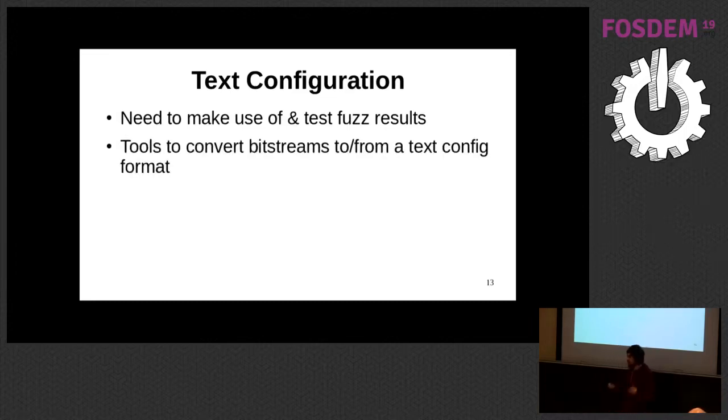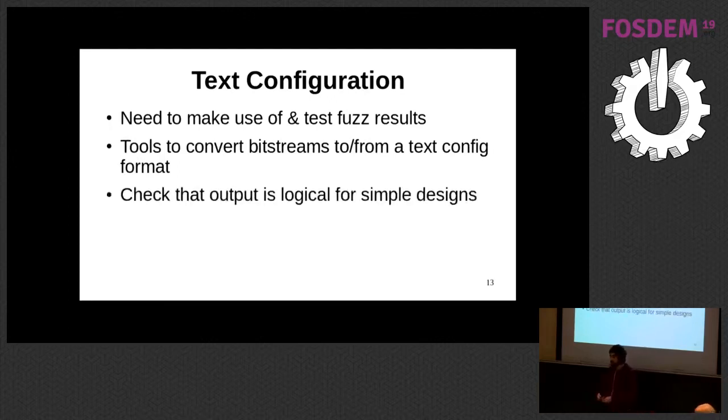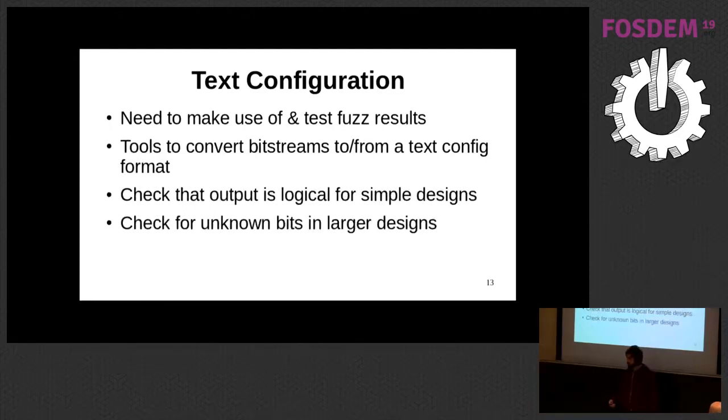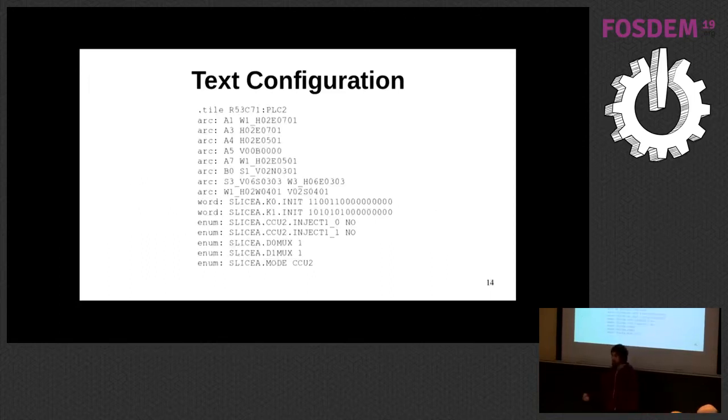And so I built some tools to convert bit streams to or from a textual config format. So you can use that to check that you're getting sensible results for simple designs. Look for unknown bits in bigger designs, check that you've worked everything out. And I also ended up using this format as an intermediate format for post place and route designs in the end. So this is what the format looks like.